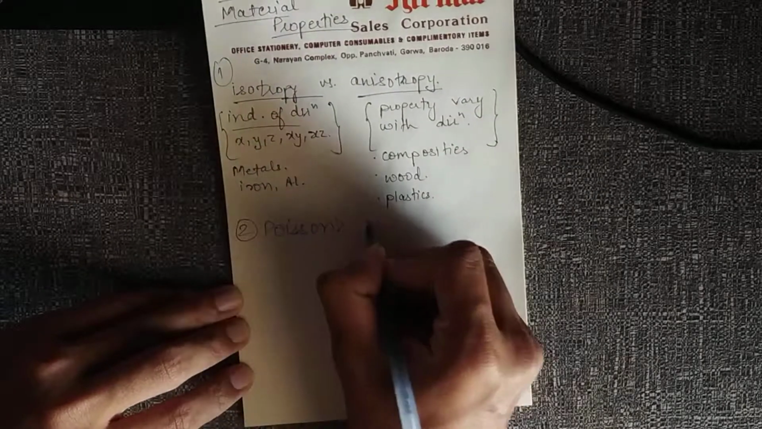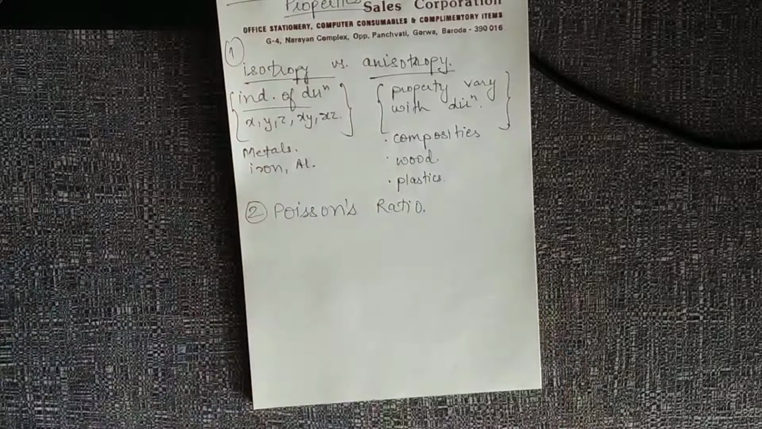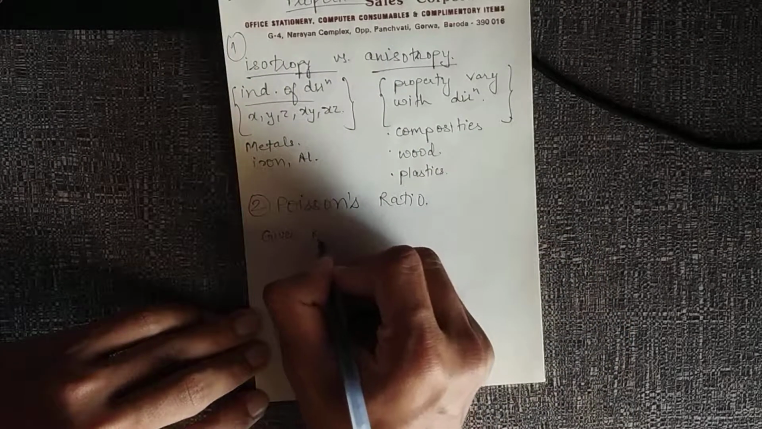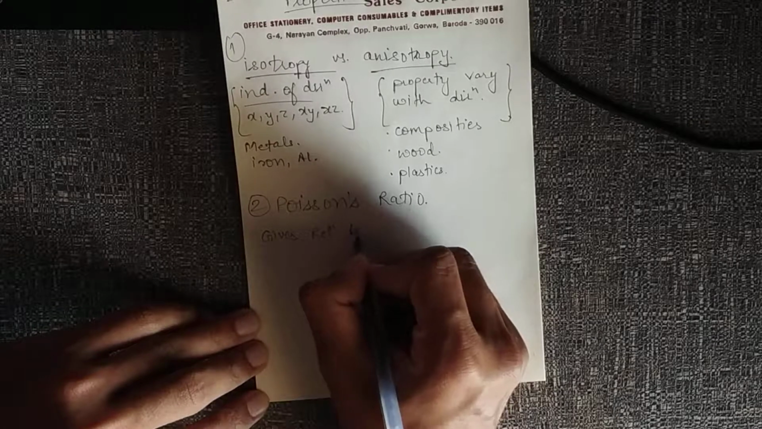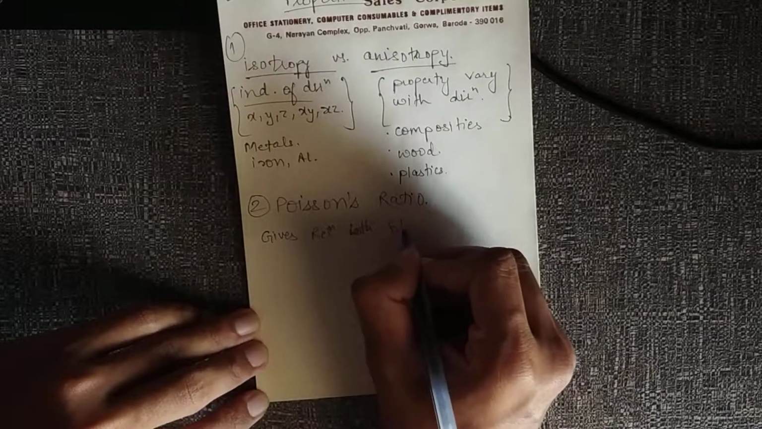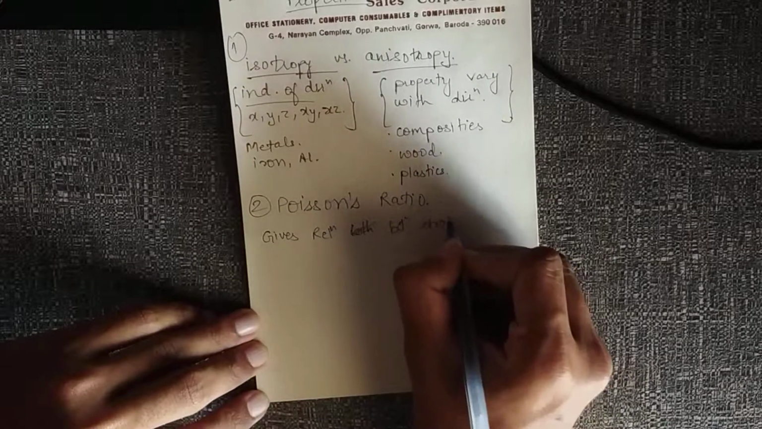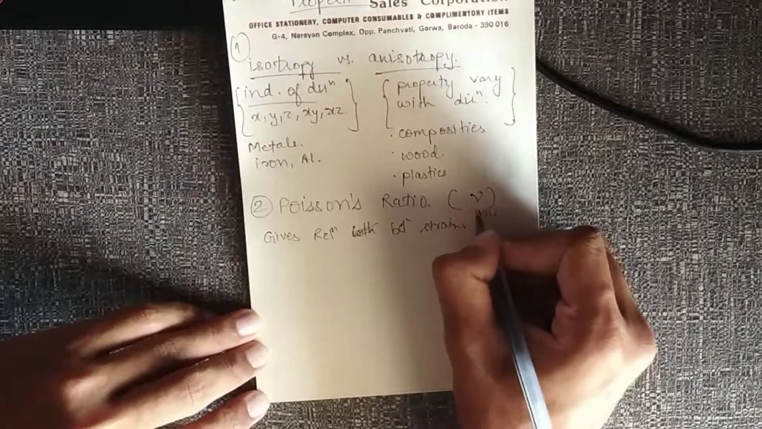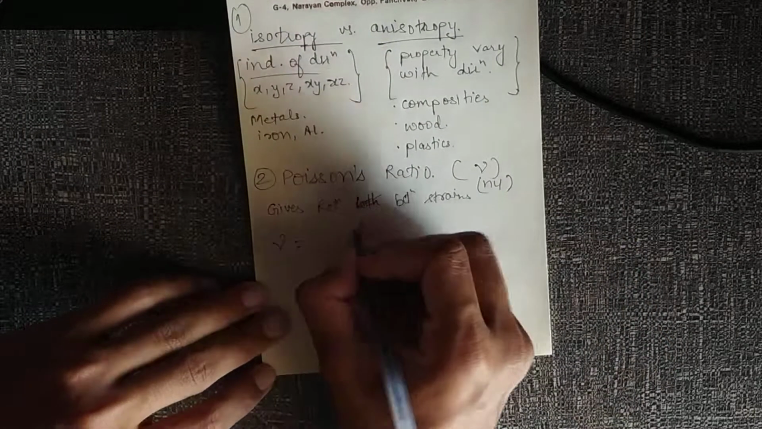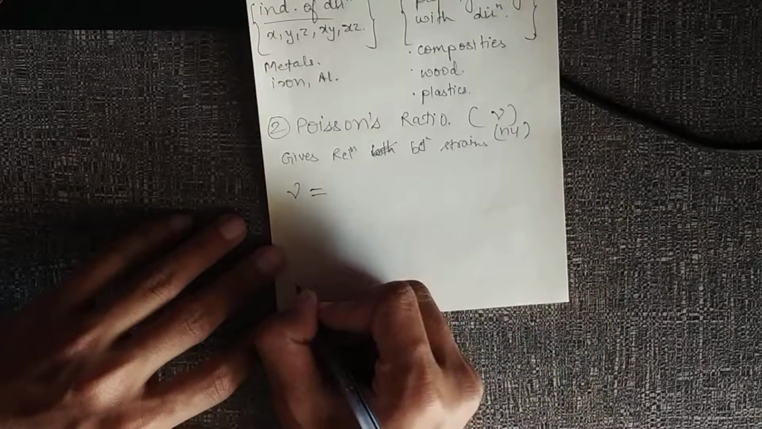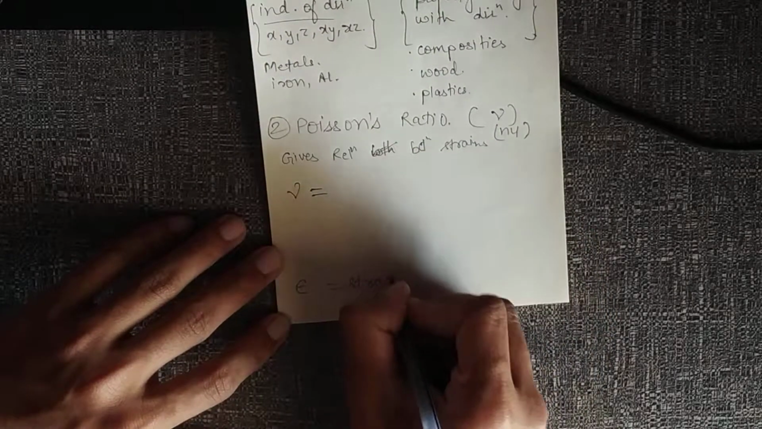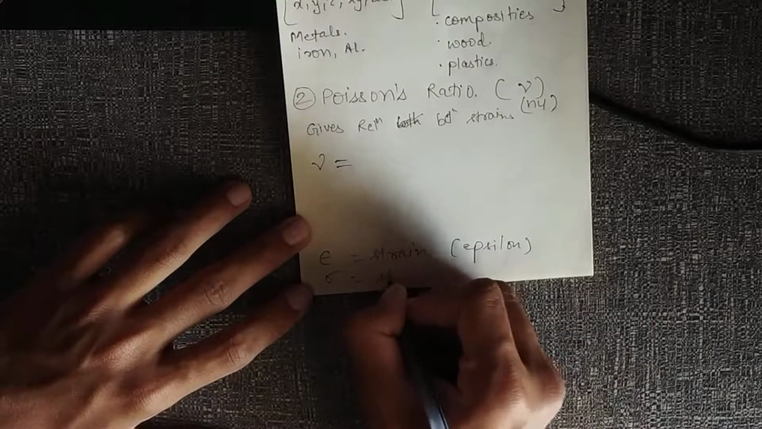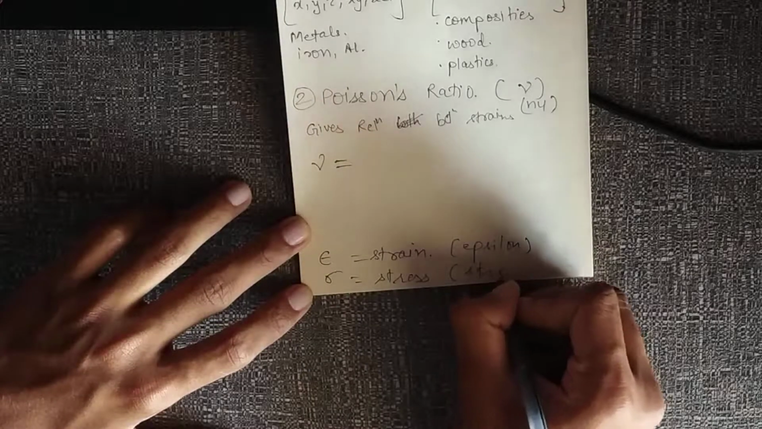Then the next thing is Poisson's ratio. So it gives the relation between strains. Poisson's ratio is shown by the letter nu. Strain is epsilon, and sigma is stress.